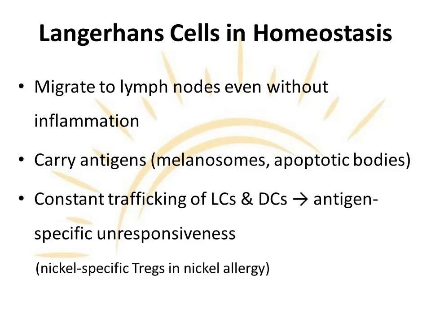Langerhans cells in homeostasis. Langerhans cells, LCs, are not static. They migrate to lymph nodes even in the absence of inflammation. During this migration, they carry antigens from the skin, such as melanosomes, pigment-containing organelles, and apoptotic bodies, cell debris. This constant trafficking of LCs and other dendritic cells helps maintain antigen-specific unresponsiveness, a form of immune tolerance.